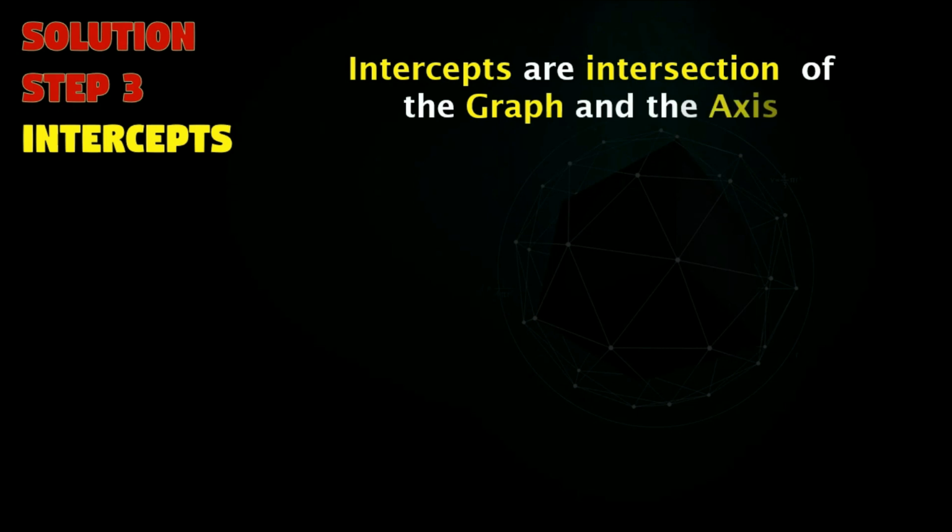Step 3, intercepts. Intercepts are intersection of the graph and the x and y axis.